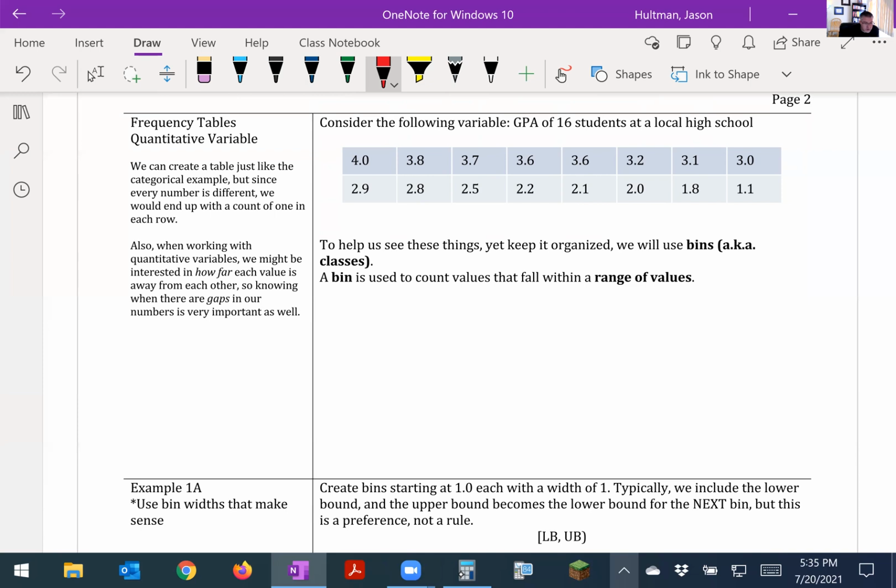And we generally will have the lower bound be included and the upper bound not be included. So here the lower bound is included and the upper bound is not included.